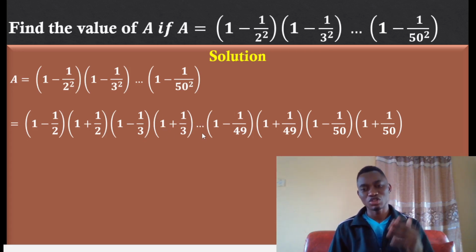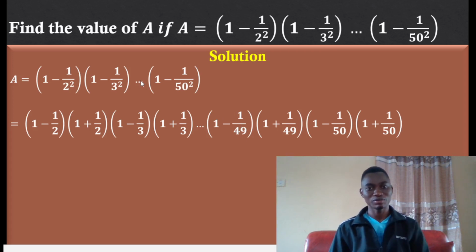And that goes on and on. Before 1 minus 1 over 50 squared, we have 1 minus 1 over 49 squared. It is just in the dots. Yes, it is inclusive. Even 1 minus 1 over 4 squared is also inclusive.